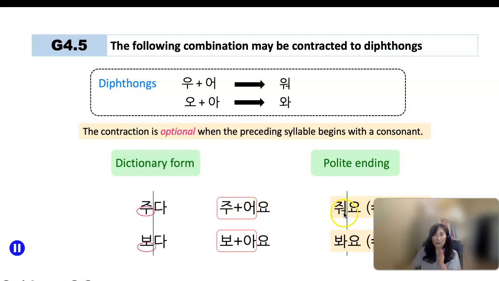The conjugated form 줘요 or the full form 주어요. 줘요 or 주어요. For this kind of thing, whose stem ends in the o sound combined with a, both are fine. Either the conjugated form 봐요 or 보아요. 봐요, 보아요. This kind of conjugation is optional when you have a consonant before u and o.